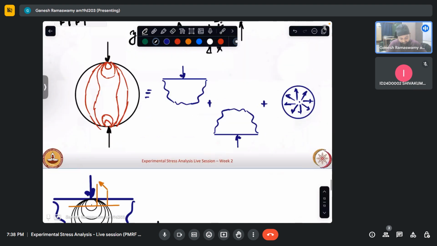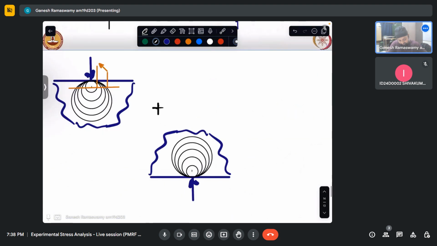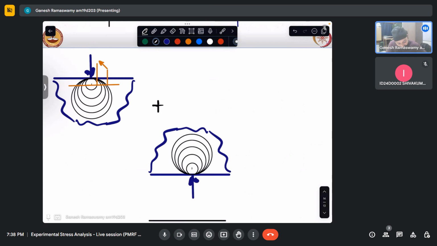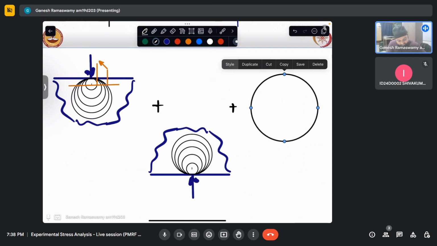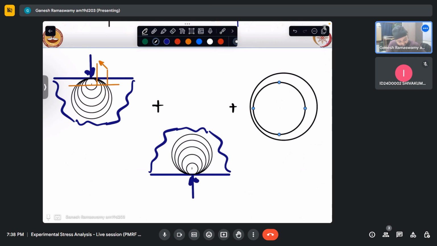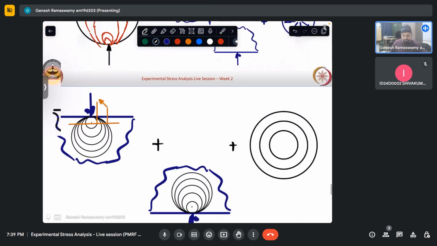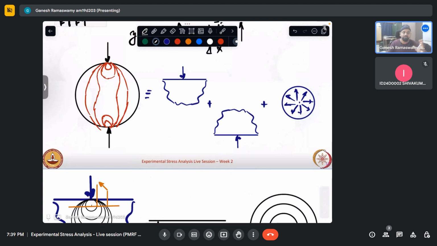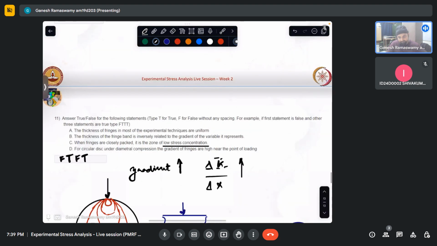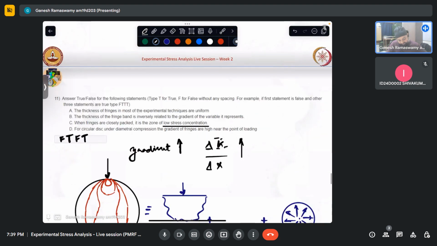So I hope that is clear. If there are any questions, please feel free to ask. And what would be the pattern for the radial tension case? It will just be concentric circles essentially, because it's an axisymmetric problem. So when we add these three, we will essentially get some pattern like that, which is shown beautifully in the lecture. I'm just trying to draw it roughly in order to explain. So I hope that is clear.